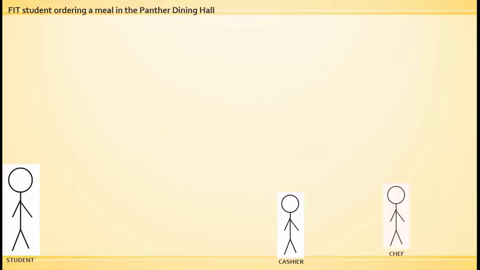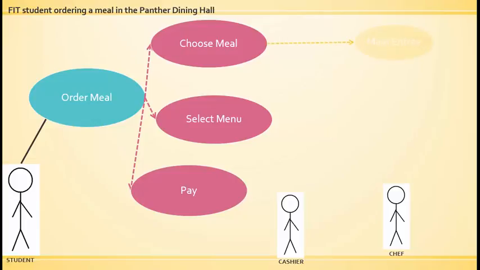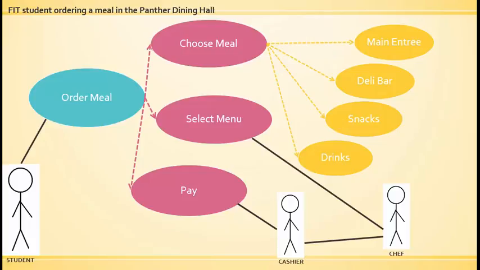Now let's take a look at a use case diagram that we could create where an FIT student is ordering a meal in the Panther dining hall. Now we have three actors. We have the student, we have the cashier, we have the chef.